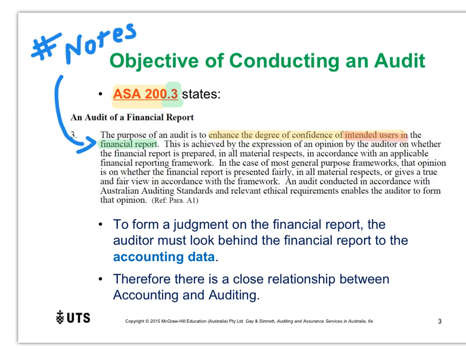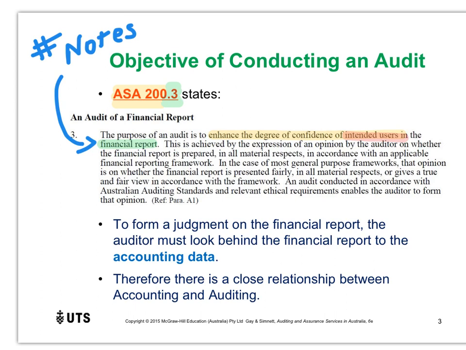The second characteristic that underlies the value of auditing is the fact that we are experts, right? We have expert knowledge and skill, and we know what we're doing. We know what to look for. We know how to carry out the audit process and to check the information within this report. So we enhance the degree of confidence of the intended users within the financial report by being an independent expert.